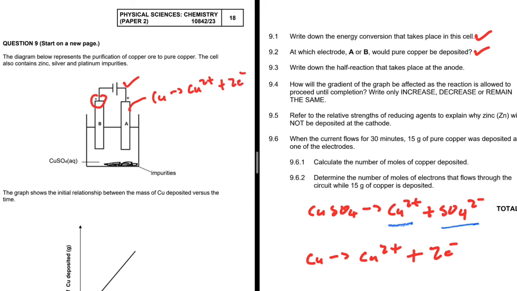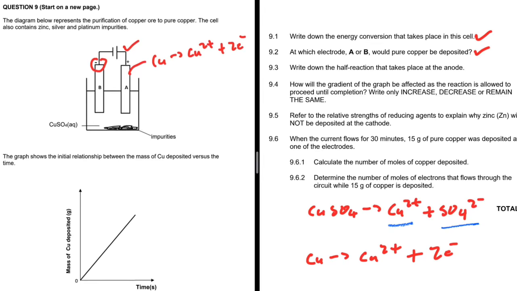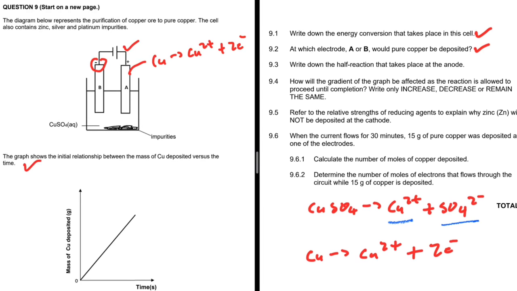Let's take a look at 9.4. How will the gradient of the graph be affected as the reaction is allowed to proceed until completion? Only increase, decrease, or remain the same. So let's look at what's happening here in more detail. The diagram below represents the purification of copper ore to pure copper. The cell also contains zinc, silver, and platinum impurities.